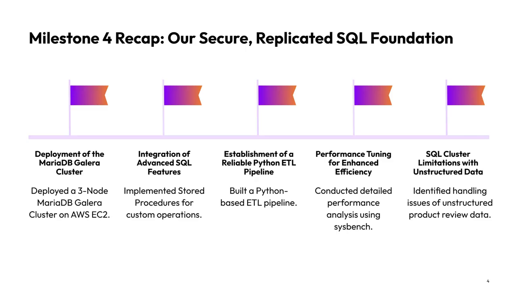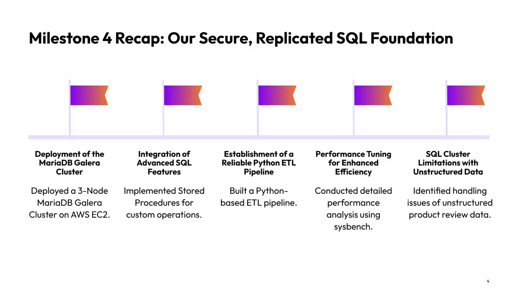To transition from Milestone 4, let's quickly revisit our foundation. In the previous milestone, we successfully deployed a highly available 3-node MariaDB Galera cluster on AWS EC2. This cluster provides the transactional core of AetherMart, ensuring asset compliance, high availability, and zero data loss for all critical data like orders and financial records.